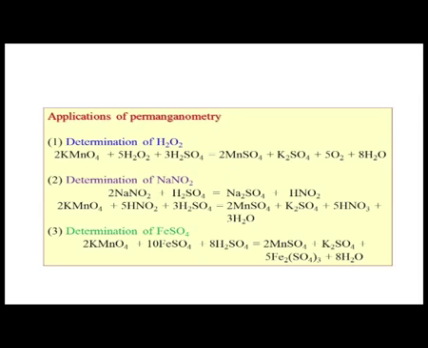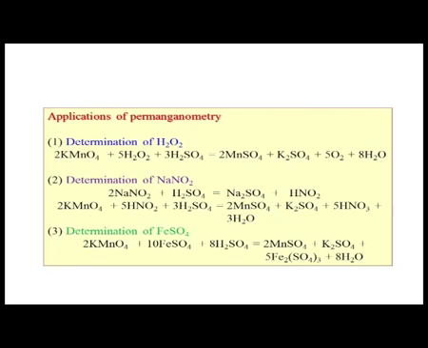Similarly, for the determination of sodium nitrite, we all know that sodium nitrite, when dissolved in an acid such as sulfuric acid, forms nitrous acid. The amount of sodium nitrite or nitrous acid in the reaction medium can again be found by redox titration with potassium permanganate, and this nitrous acid will be oxidized to nitric acid.